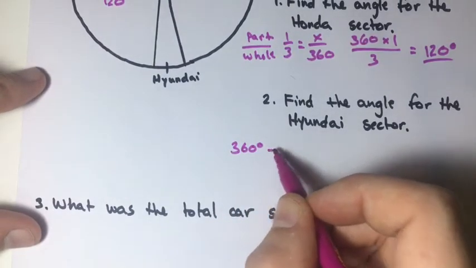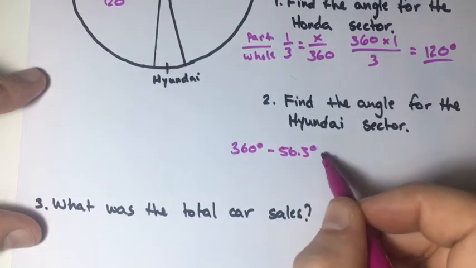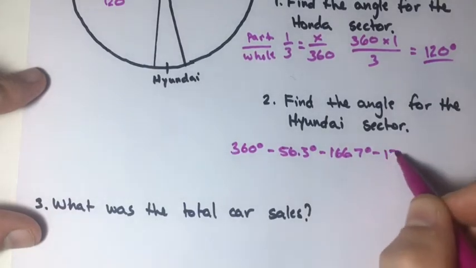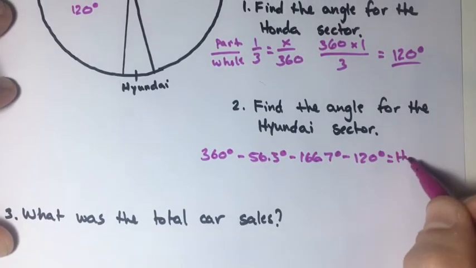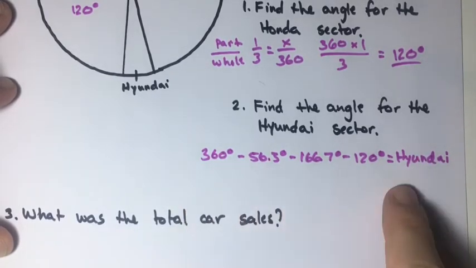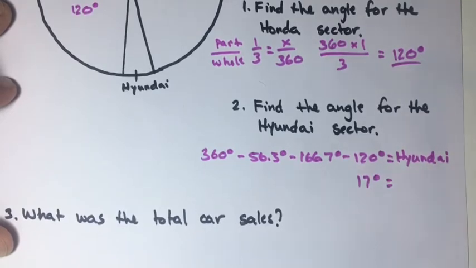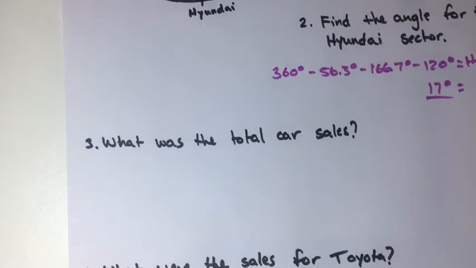360 degrees minus 56.3 degrees minus 166.7 degrees minus 120 degrees. And that's going to equal Hyundai. So if we work all this out, we come out to 17 degrees. So our next question, what is the total car sales?